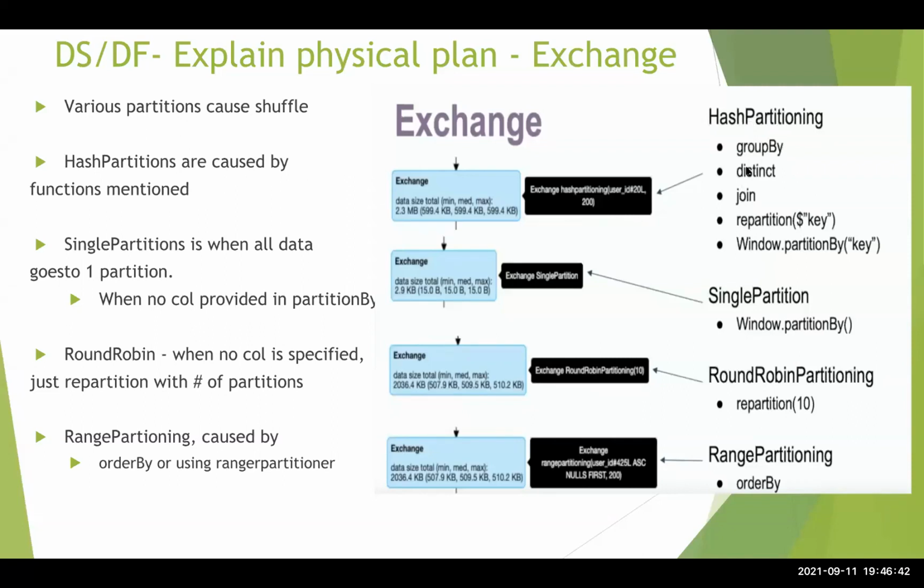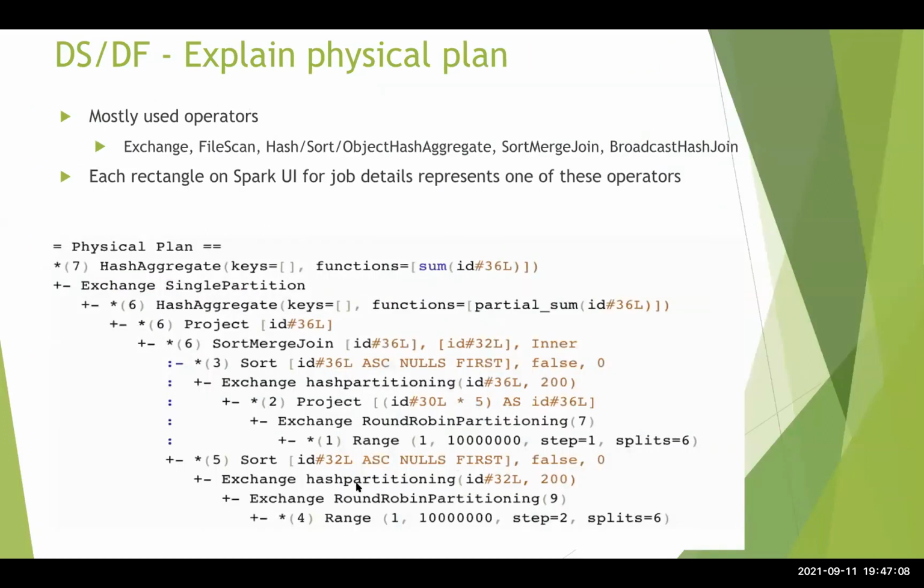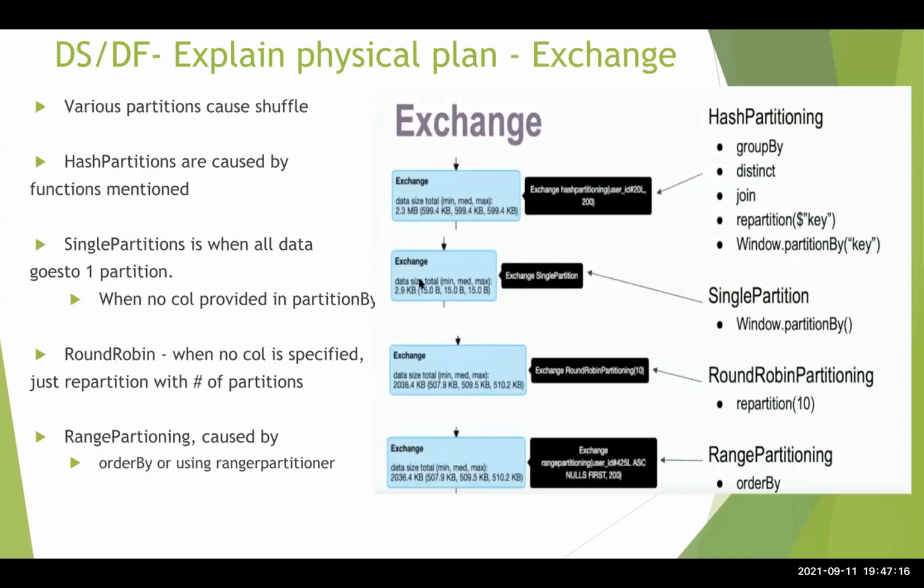Either you group by, or use distinct, or you join, or you repartition only by key, or you say window.partitionBy key. I think this is mostly coming from Spark streaming. So then you have this hash partitioner. In the plan you can see this is hash partitioning. On the Spark UI also you should be able to see that exchange is happening because of hash partitioning or any other partitioning.